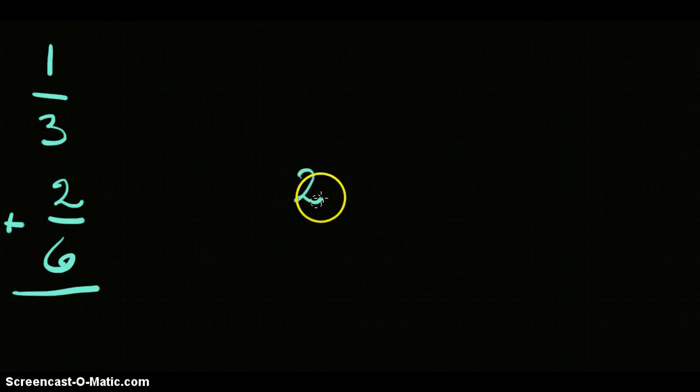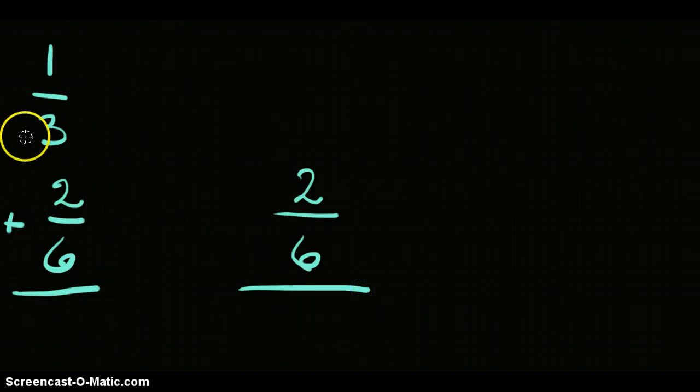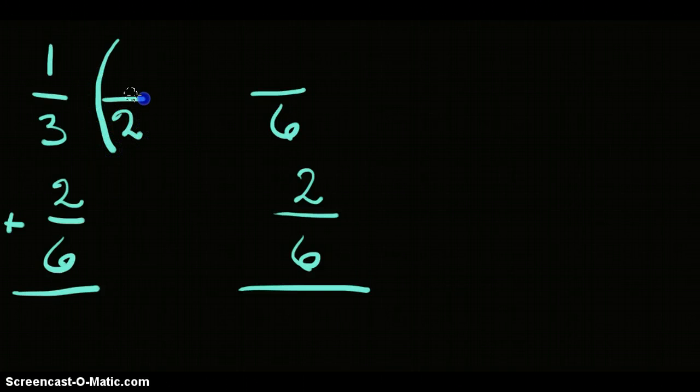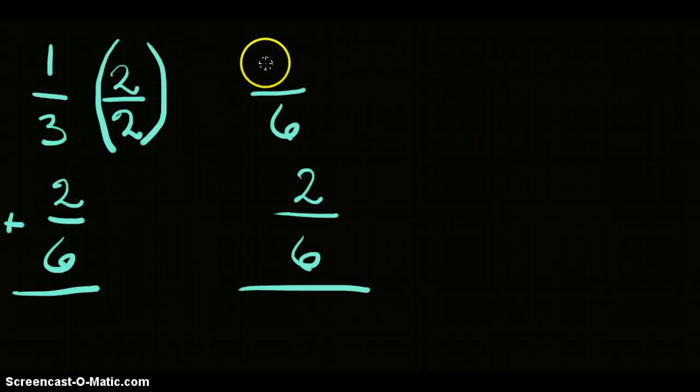So I'm just going to rewrite this fraction over here, 2/6, and I'm going to look at what I have to do to change 1/3 into something sixths. What is it going to take to get that 3 into a 6? Well, I think if I multiply it by 2, that ought to do the trick. But here's the deal. What you do to the bottom, you must do to the top. What you do to the denominator, you must do to the numerator. 3 times 2 is 6, and 1 times 2 is 2. 2/6 is equivalent to 1/3.